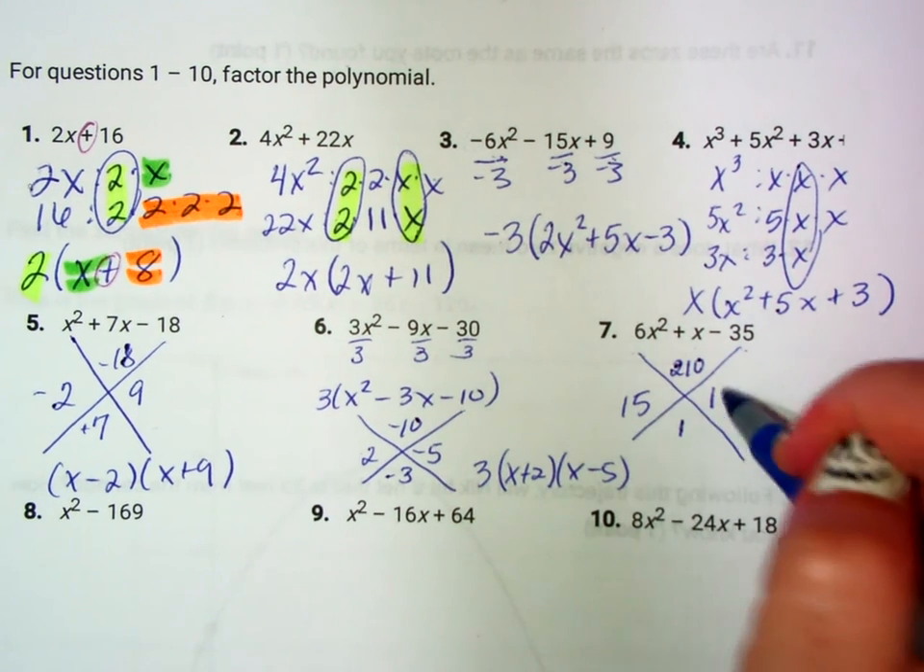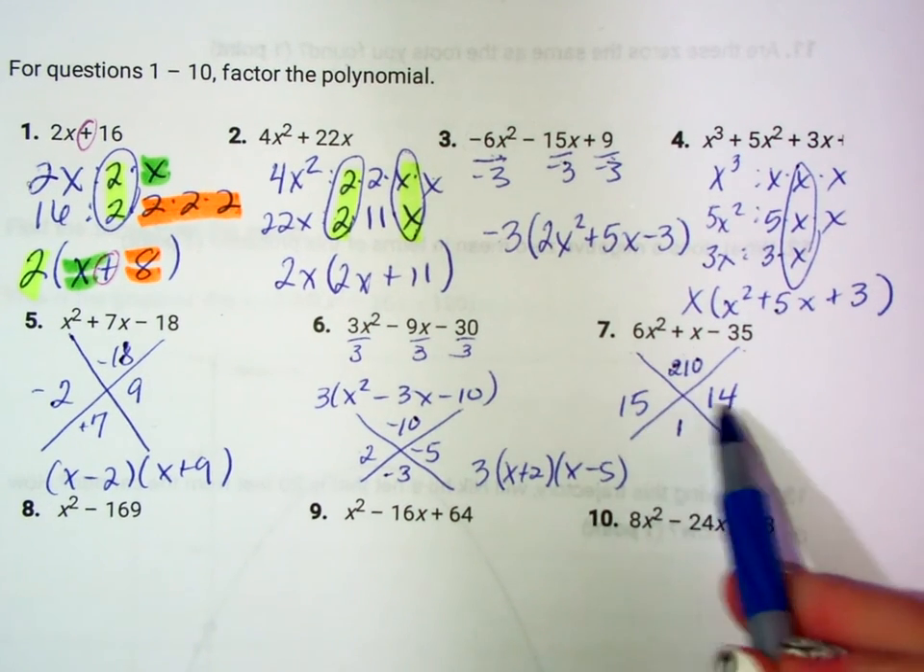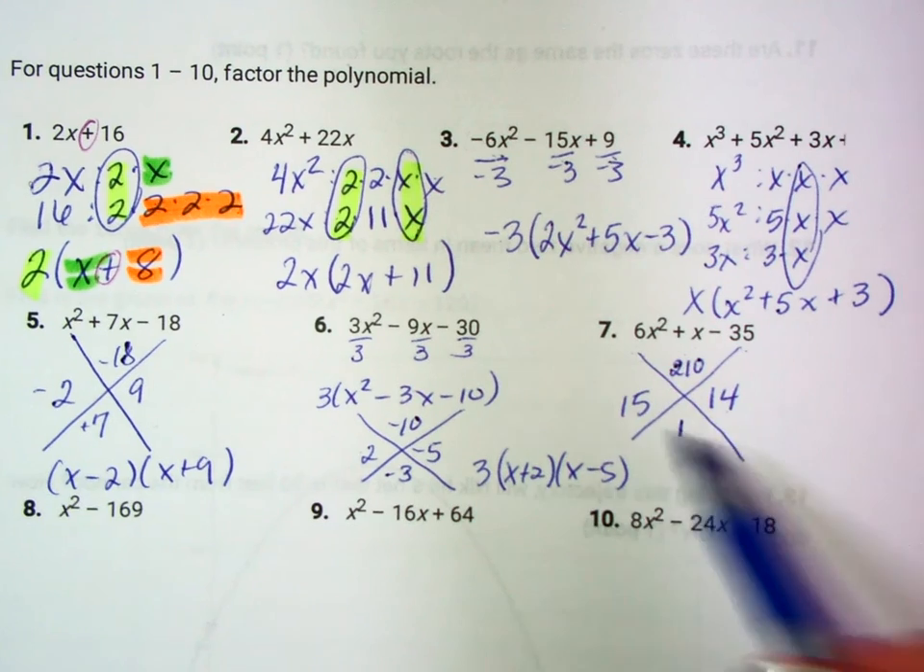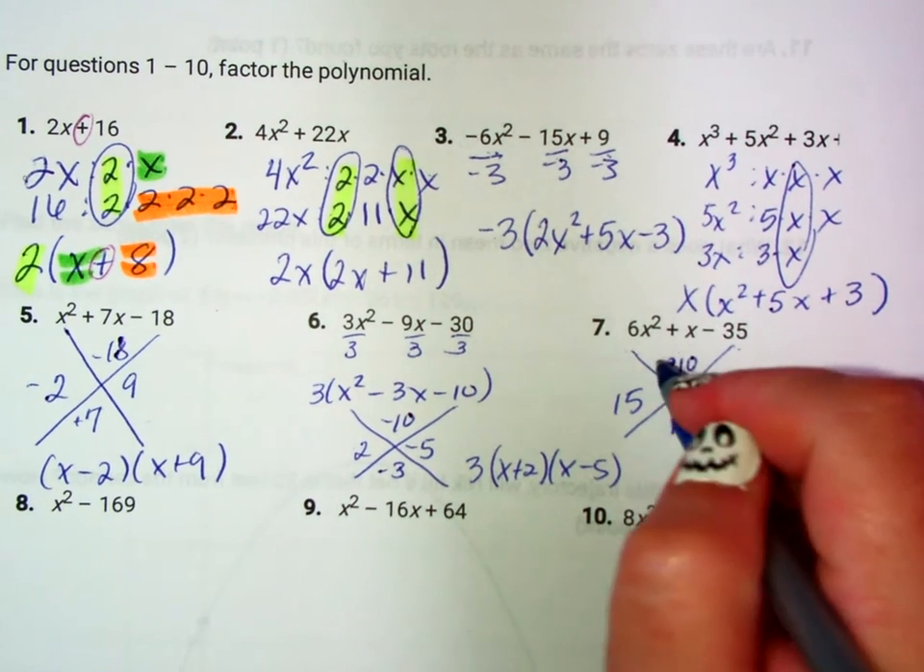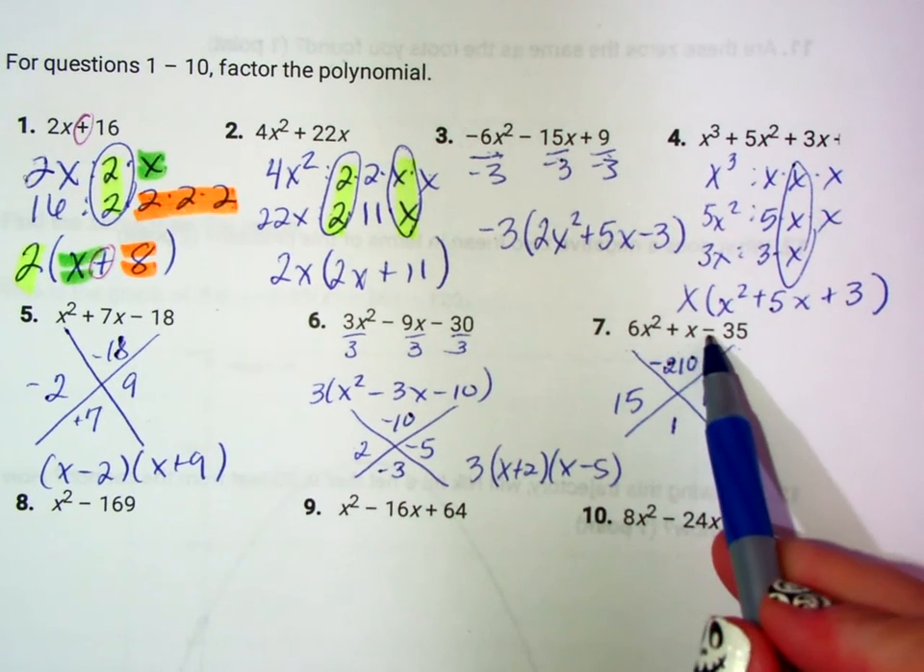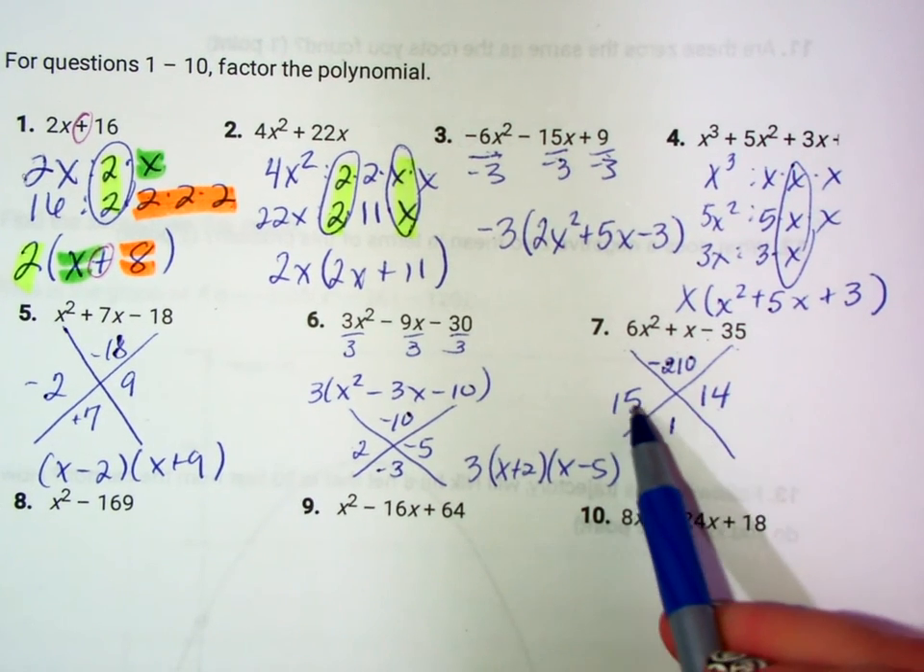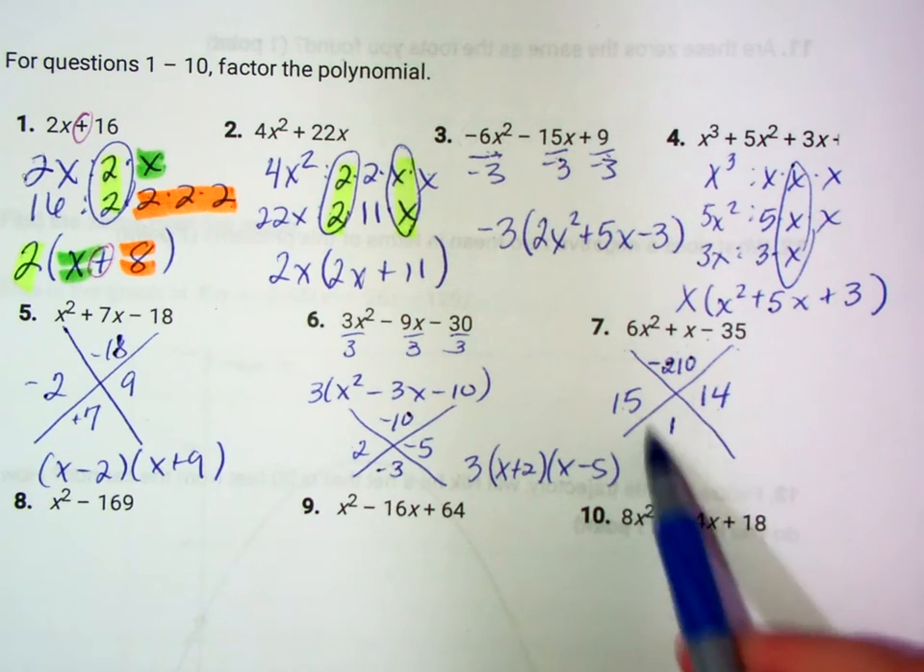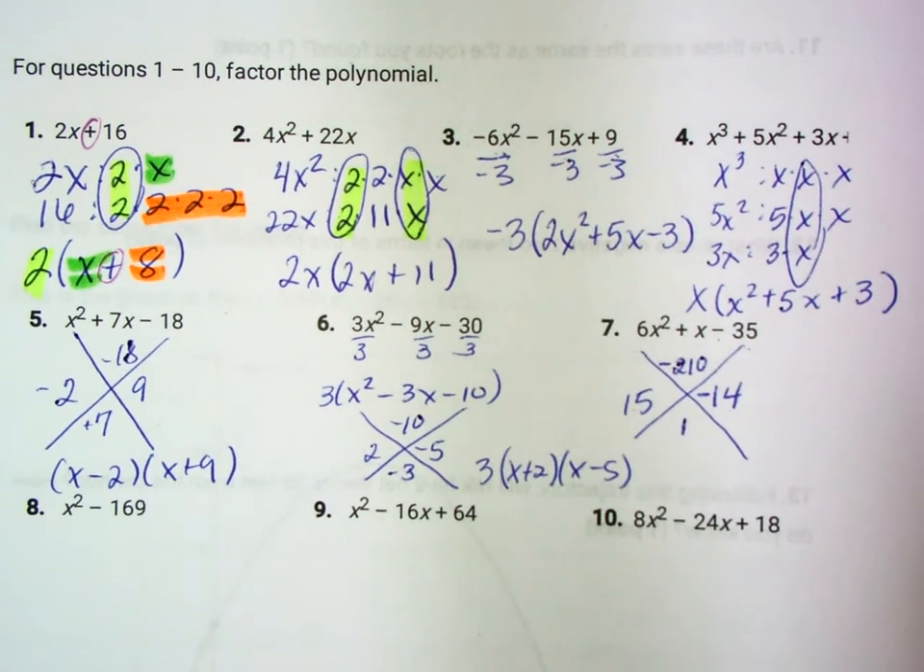Hopefully you got 15 and 14. 15 times 14 equals 210. And so up here should be a negative 210 because of that negative 35. So 15 minus 14 equals positive 1, so this one gets the negative.